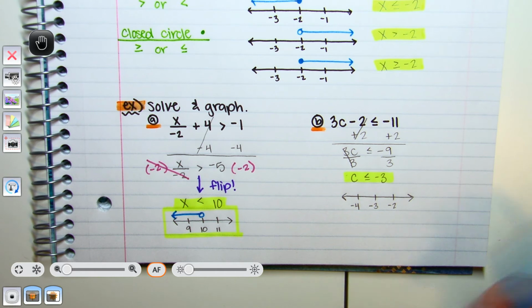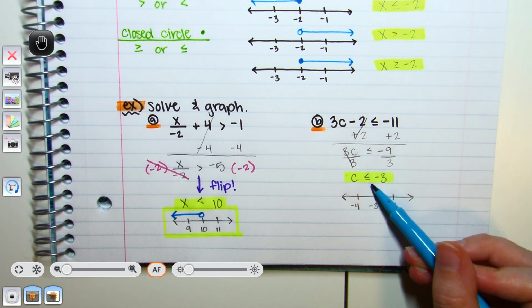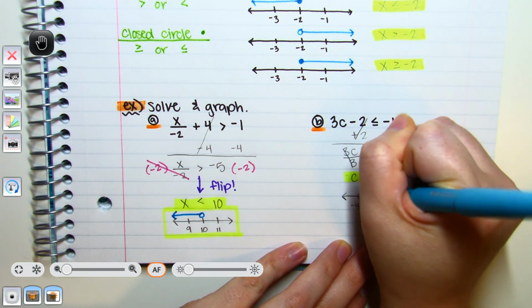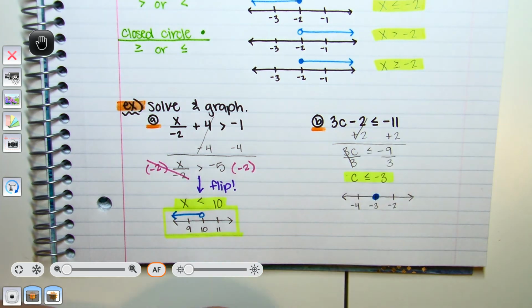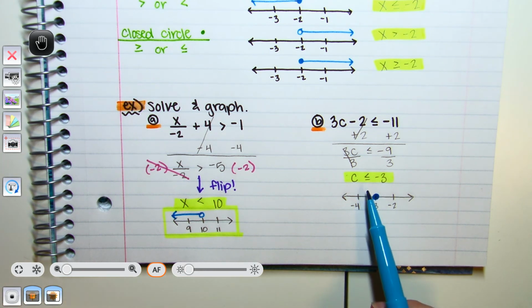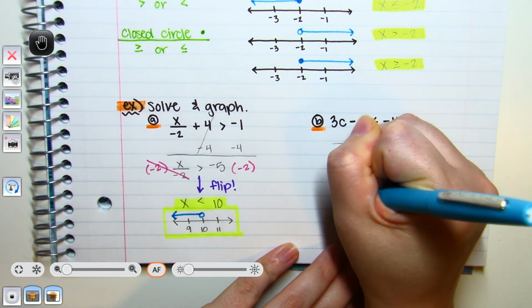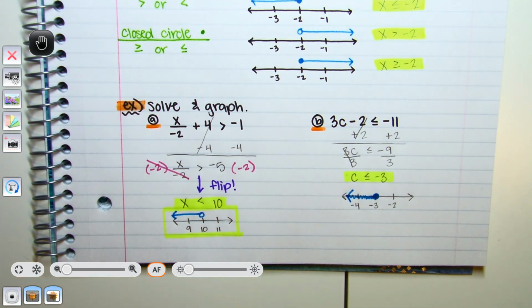So first, open or closed circle? Good, it will be a closed circle. So a closed circle at -3. And it's all the values less than that. All of the values that are smaller than -3. So I did a little bit of a squiggly line instead of just a straight line so that it's easy to tell my arrow is going this direction. That's the way that it's shaded.